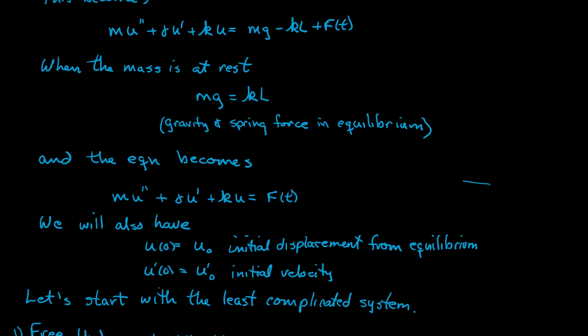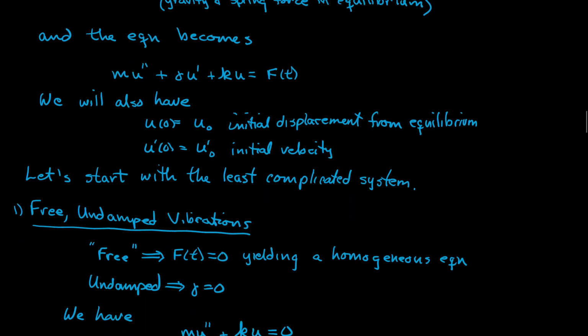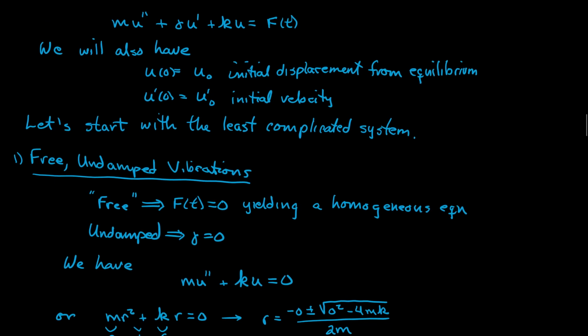To make this system as uncomplicated as possible, the first thing we're going to do is assume that F, external forces, is none. There are no external forces. So that makes the right-hand side 0, which gives us a homogeneous equation that we're dealing with.